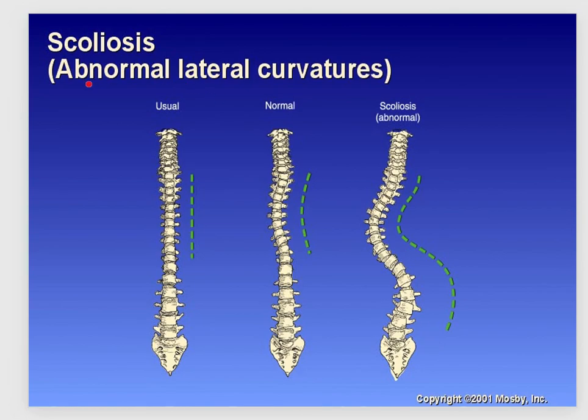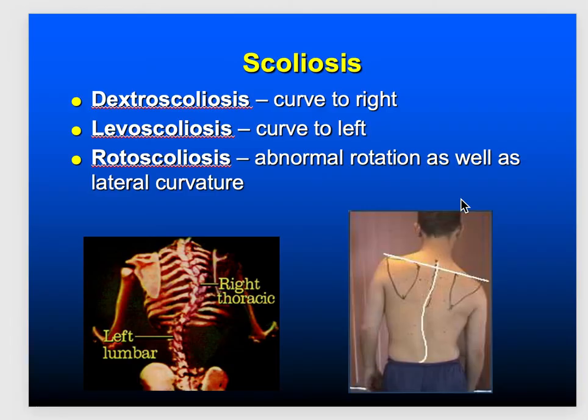So scoliosis is an abnormal lateral curvature. You have a usual vertebral column, and then what's considered normal, where there's a little bit of a slight curve. Nothing to really worry about. They'll keep an eye on it. But when you have an abnormal curvature, okay, that's when you have scoliosis. This may require some operative work, some Harrington rods in there to correct this scoliosis curvature.